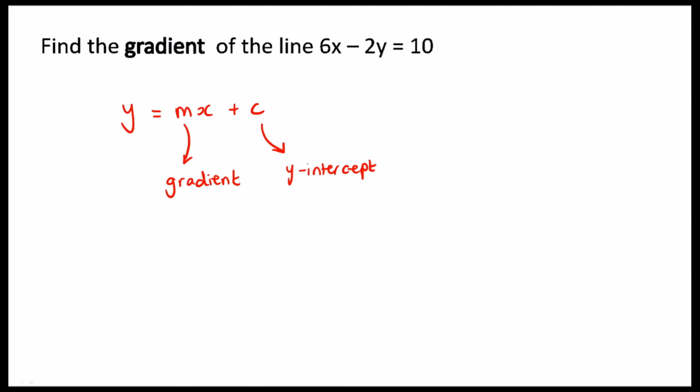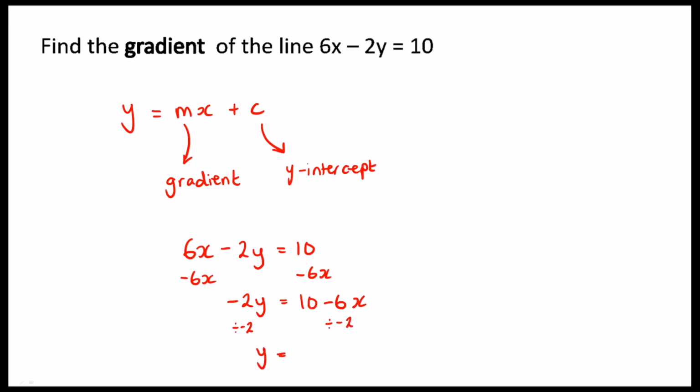So in our particular question, we want to get 6x minus 2y equals 10 to have y as the subject. We can do this by taking 6x from both sides. That gives us minus 2y is equal to 10 minus 6x. And then we can divide both sides by minus 2 to get y on its own. So we get y is equal to 10 divided by minus 2, which is minus 5, and minus 6x divided by minus 2, which would be positive 3x.